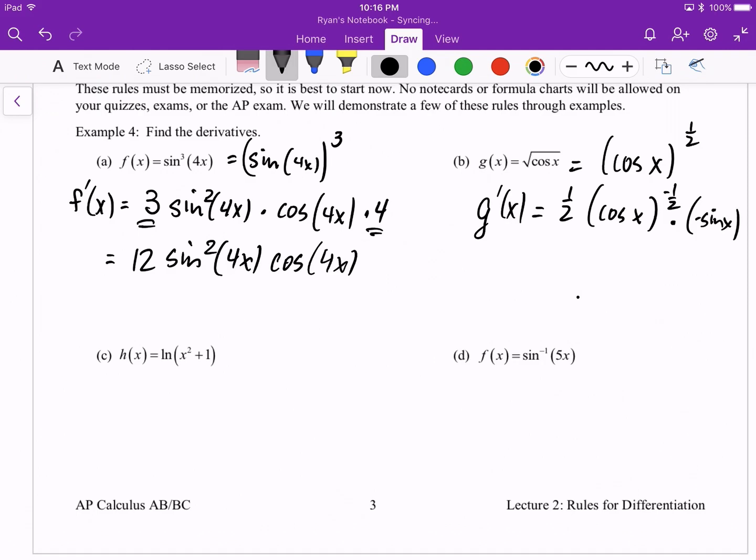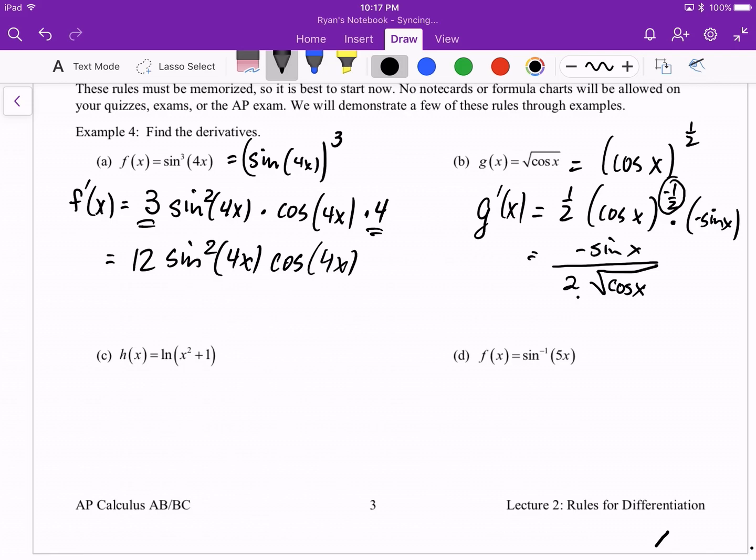Okay, if I'm going to rewrite this as the final answer, the only thing that can go in the numerator is the negative sine of x part. So negative sine x will go in the numerator, and then that will be divided by 2 cosine x to the 1/2 power, because again, this has a negative exponent on it, which means I can send it to the denominator. And I'm just going to go ahead and rewrite that in radical notation as the square root of cosine x.